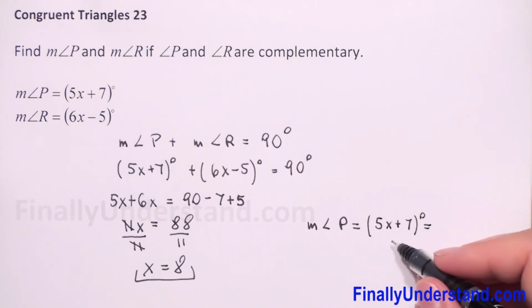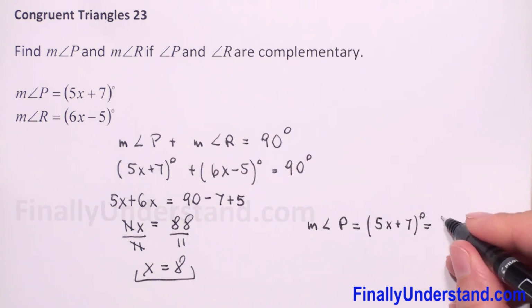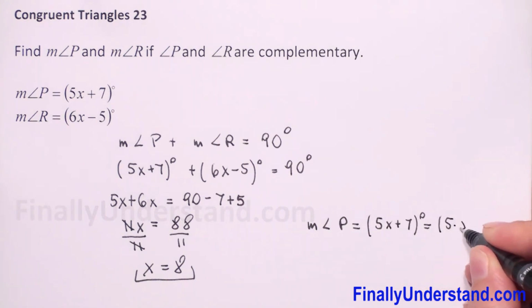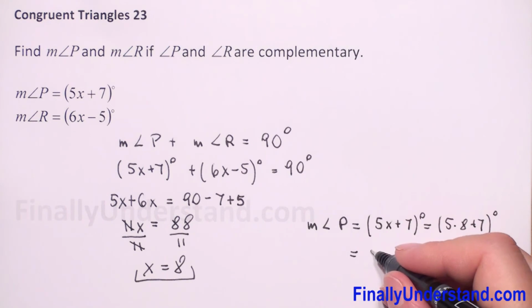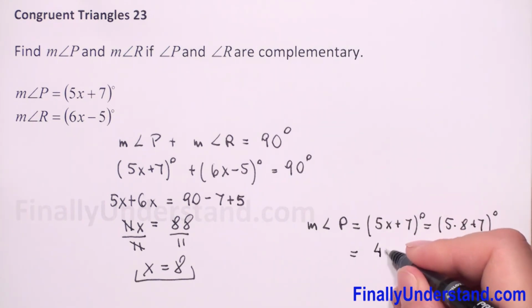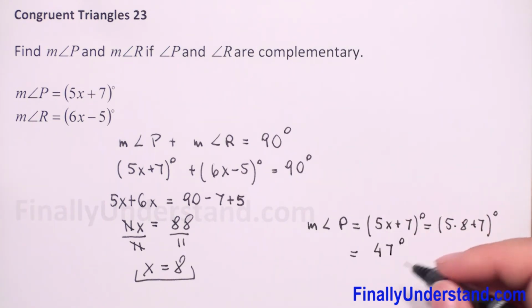So we will substitute x by 8. So we have 5 times 8 plus 7 degrees. So this is equal to 5 times 8 is 40 plus 7, so it's 47 degrees.